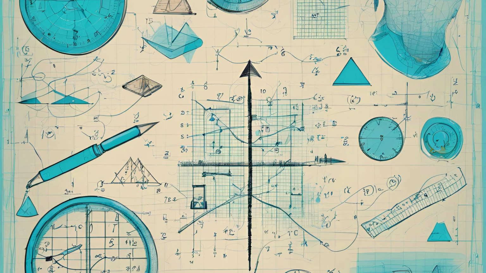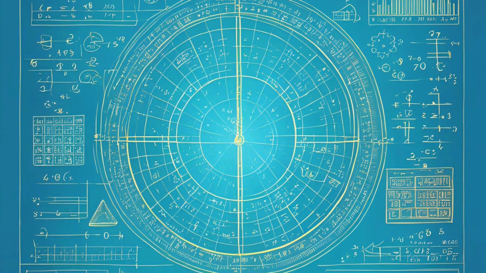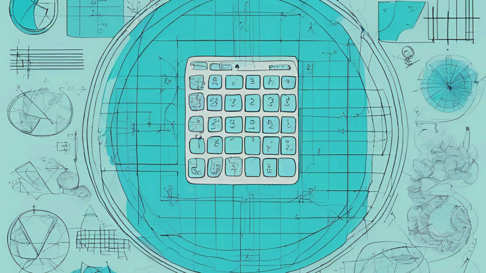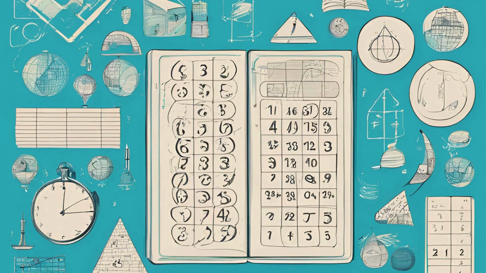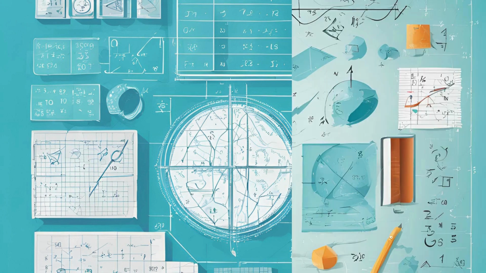For perimeter, we just add up the lengths of all the sides. For area, we use formulas that are specific to each shape. Like for a rectangle, we multiply the length by the width. And for a square, we multiply the length of one side by itself. For volume, we also use formulas specific to each shape. Like for a cube, we multiply the length of one side by itself 3 times. And for a rectangular prism, we multiply the length, the width, and the height.